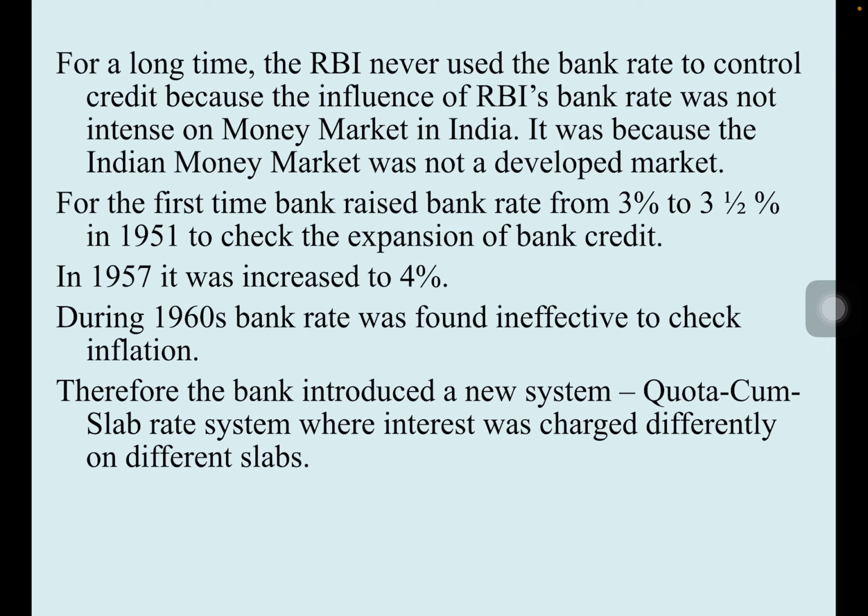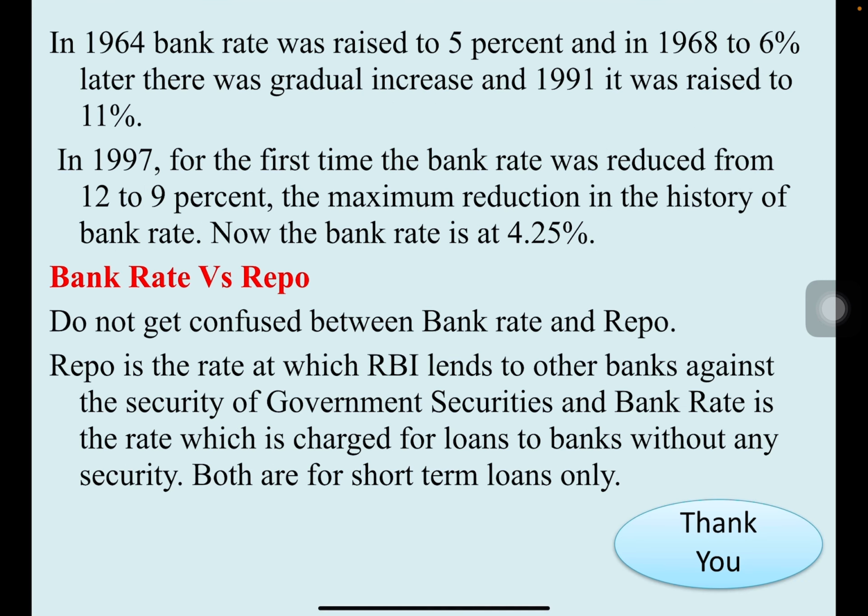During the 60s, bank rate was found ineffective to check inflation. Therefore, the bank introduced a new system, the quota cum slab rate system, where interest was charged differently on different slabs. In 1964, bank rate was raised to 5%, in 68 to 6%, later there was a gradual increase and by 1991 it was raised to 11%.